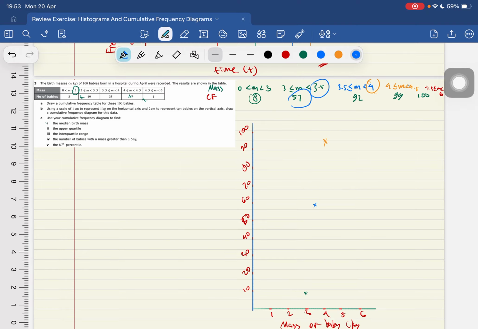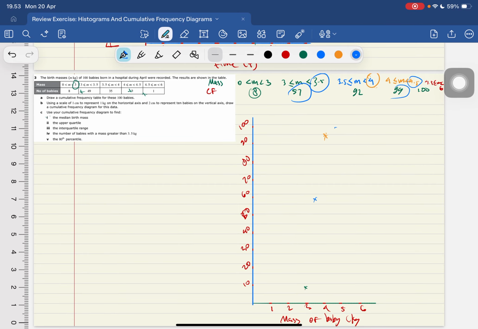Next we got 4.5 to 99. So 4.5 to 99 here. And the last we got 6. Last is 6 to 100. Okay, here starting from 0. So we'll draw it going up through the plots. Yeah, there it is.